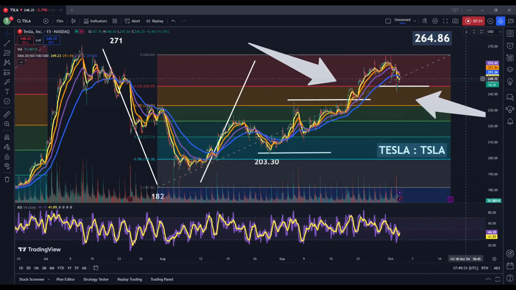So here's the current stock market update for Tesla Incorporated, stock ticker TSLA.